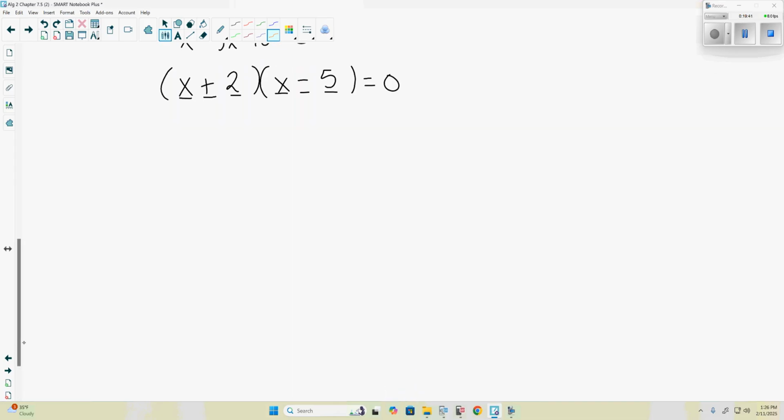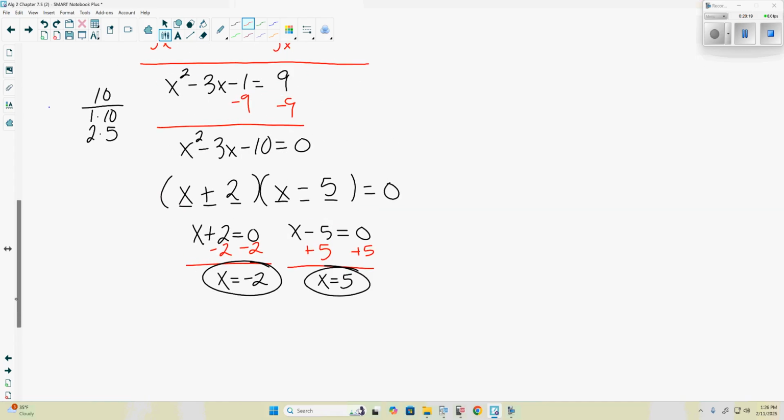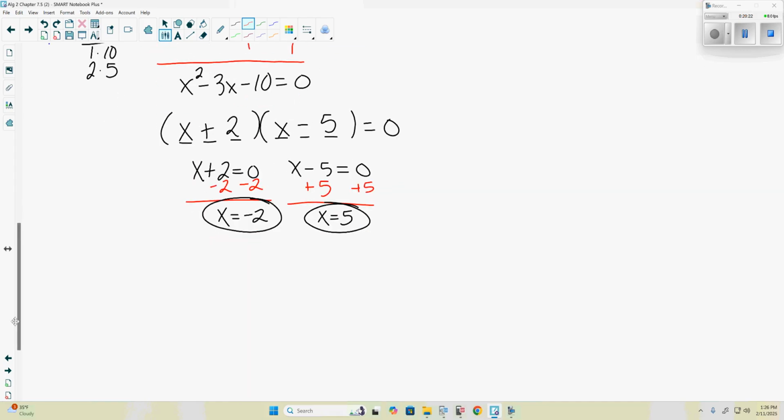Now we do have two things multiplied together equals 0, so one of these has to be 0. With our x plus 2, we can subtract 2 from both sides, telling us that the solution for this here is that x is equal to negative 2. For x minus 5, we're going to add 5 to both sides, telling us x is equal to positive 5. So our two solutions are negative 2 and 5.